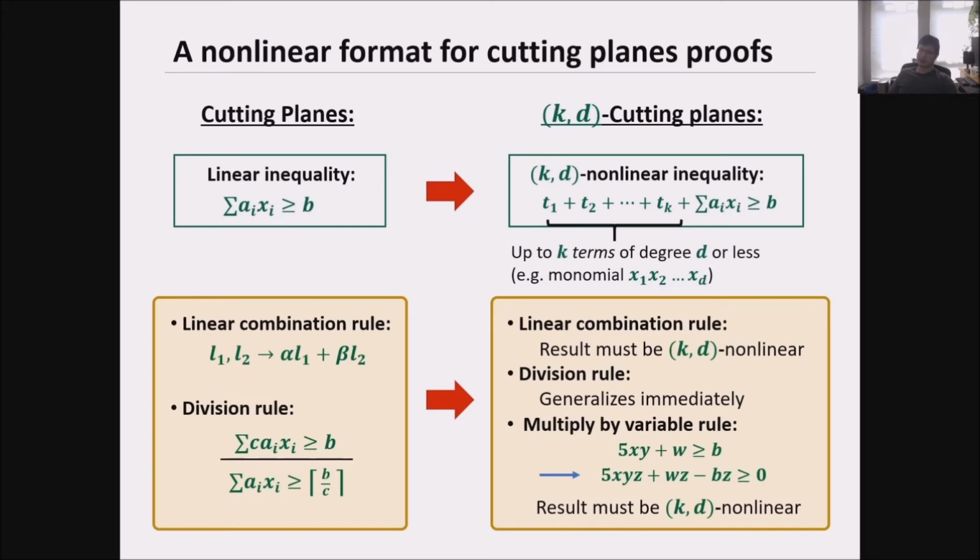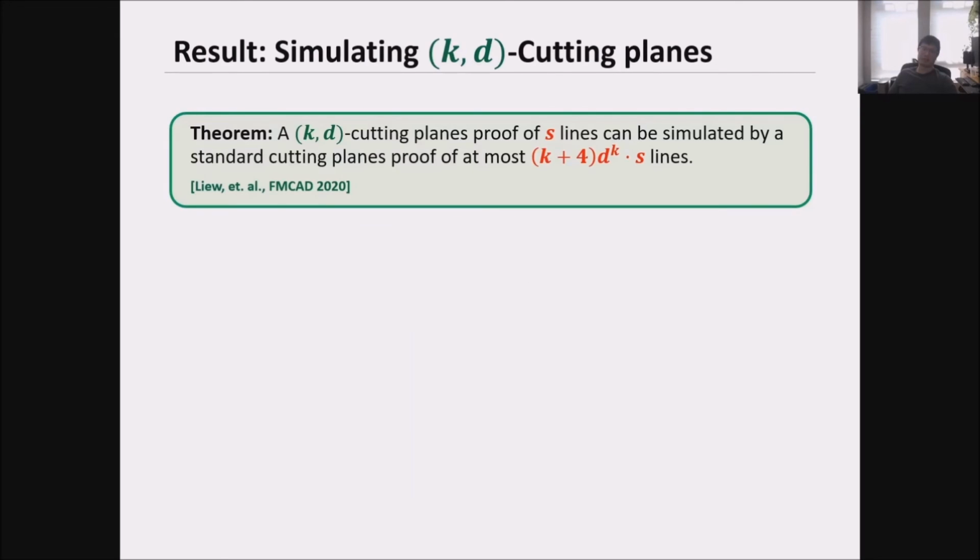I said that this is a format for cutting planes proofs. That means that if I'm given a KD cutting planes proof, then I should be able to convert it into a standard cutting planes proof without too much overhead. Our next result shows that this is indeed possible. We showed the following simulation theorem: a KD cutting planes proof that's s lines long can be simulated by a standard cutting planes proof of at most (k plus 4) times d to the k times s lines.